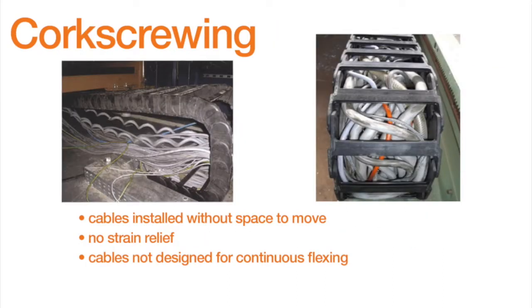The final and most prominent failure we see in the field is corkscrewing. And this is when the cables are installed without space to move, like I was talking about before with jacket abrasion. Sometimes they're rubbing up against each other, and as you can see in some of the pictures here, there's just no room for the cables to move freely, and so they start having issues. Or it could be caused from not having the proper strain relief, or maybe even when you're using a cable that's not designed for continuous flexing, the most common of which is a layered cable.